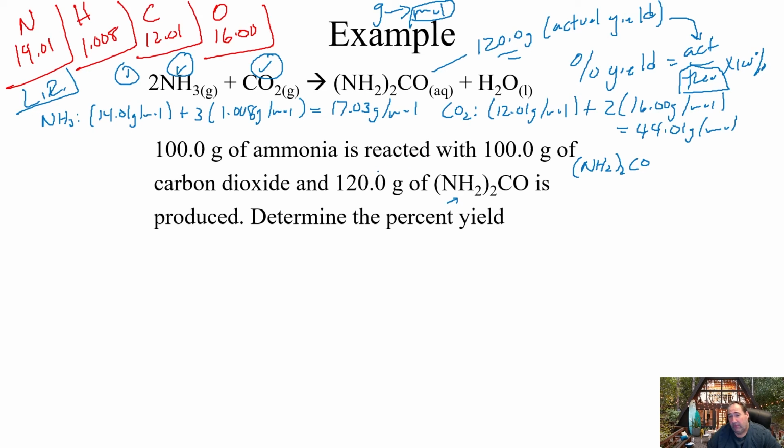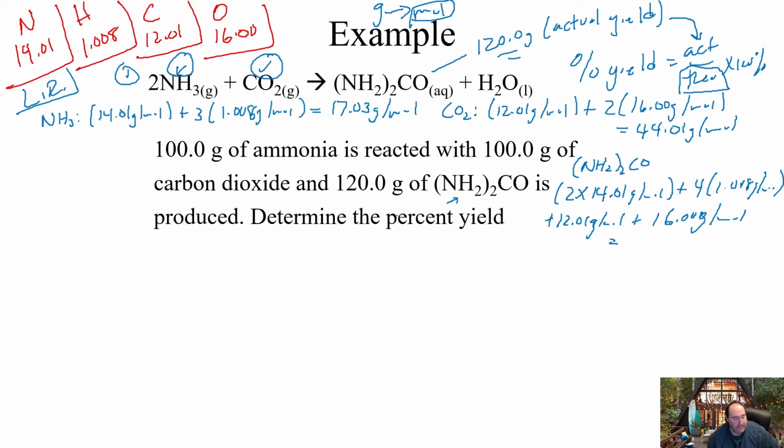NH2 twice CO, that is (NH2)2CO. So there are 2 nitrogens at 14.01 plus 4 hydrogens at 1.008 plus carbon at 12.01 and an oxygen at 16. Okay, that's everybody. That's going to get us, looks like, 60.06. All right, so I think now we got everybody that we need, probably, for numbers.